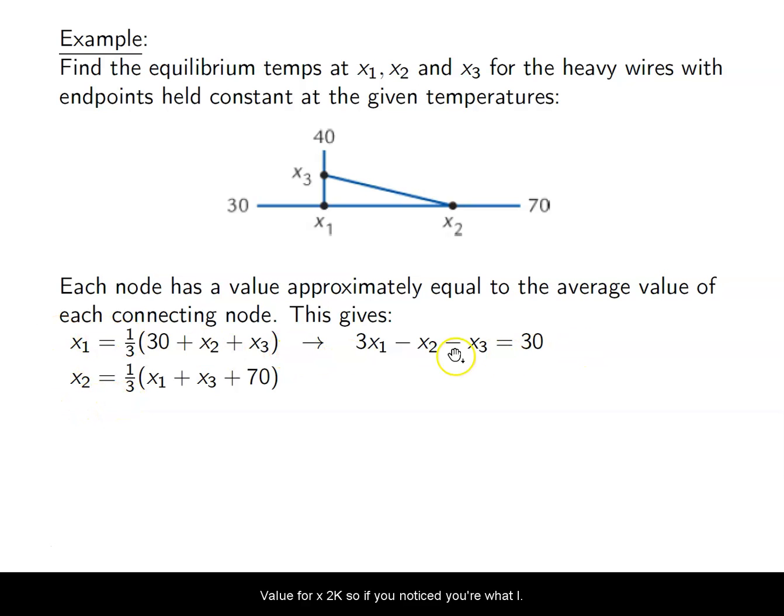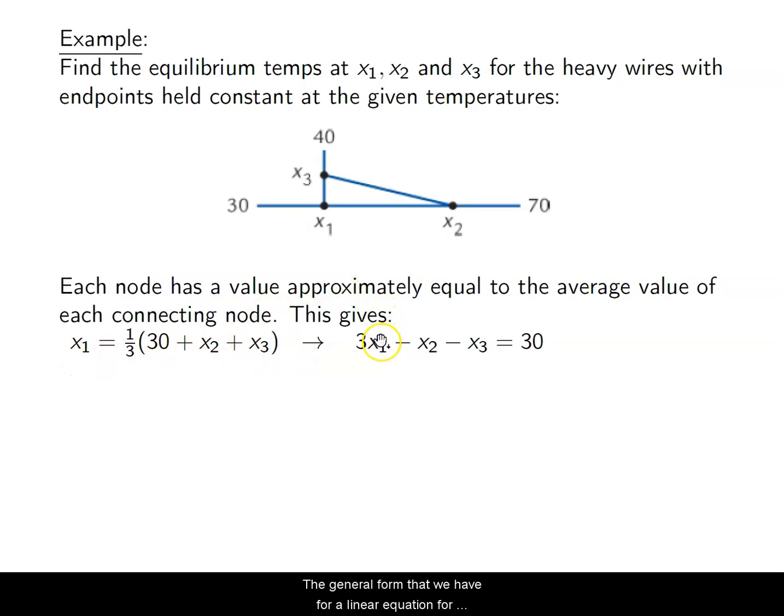If you notice, what I skipped over briefly is I took this equation that we had and turned it into the general form that we have for a linear equation, where the constant value is on the right hand side and all of the variables are on the left hand side. Multiplying by 3 gives me 3x1, and then I can subtract x2, subtract x3, and that leaves me with 30 on the right hand side and all of my variables on the other side. So we're going to do that for each of these.